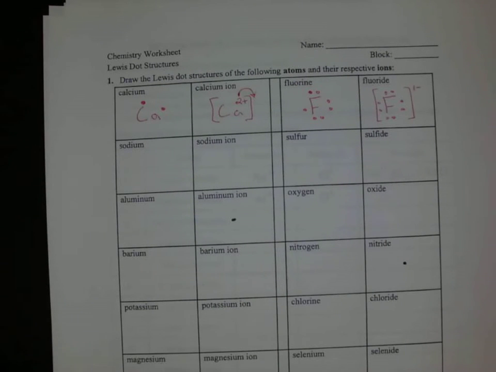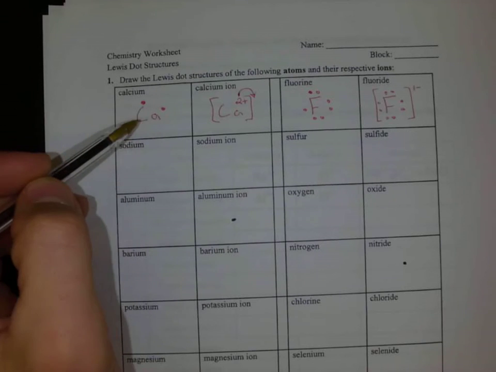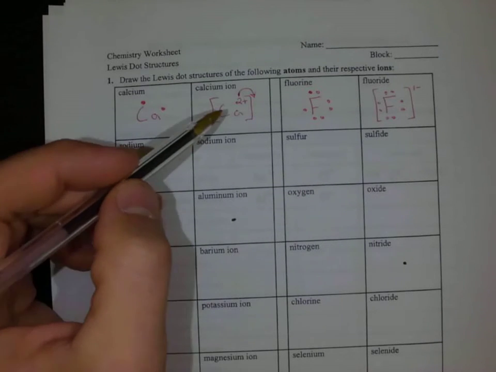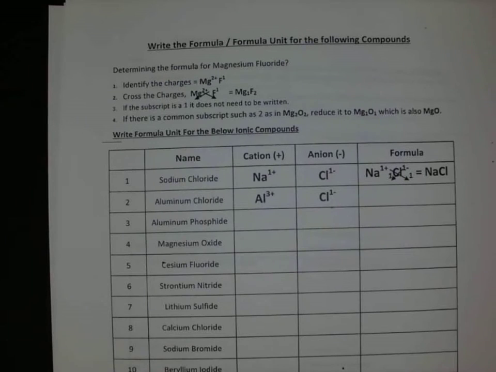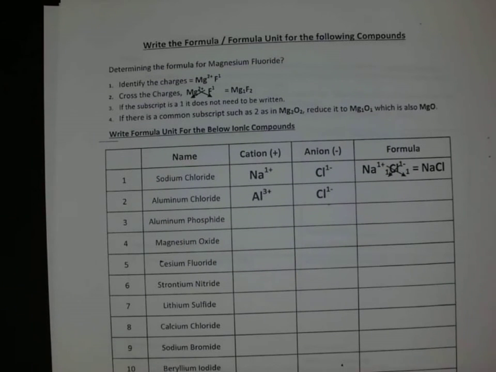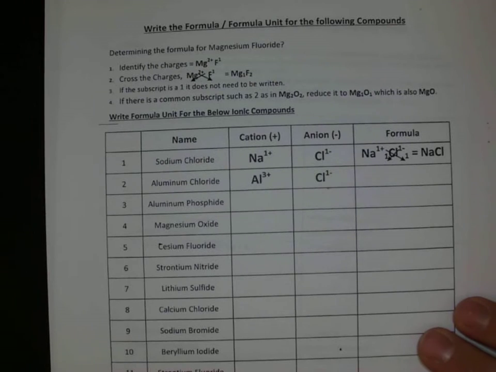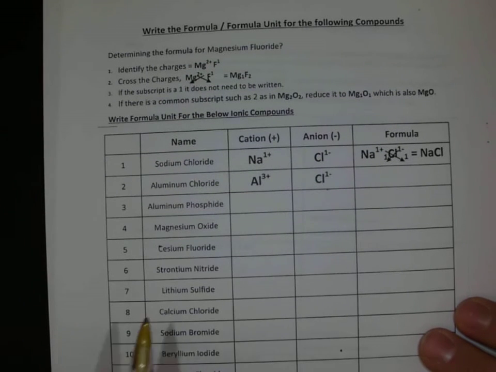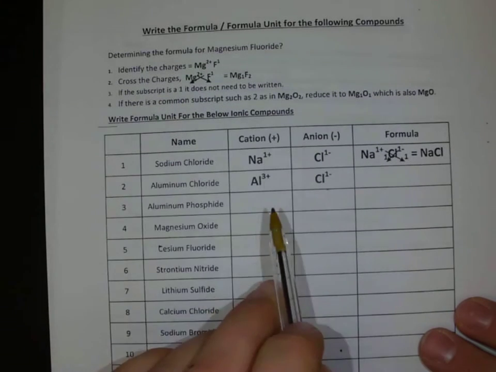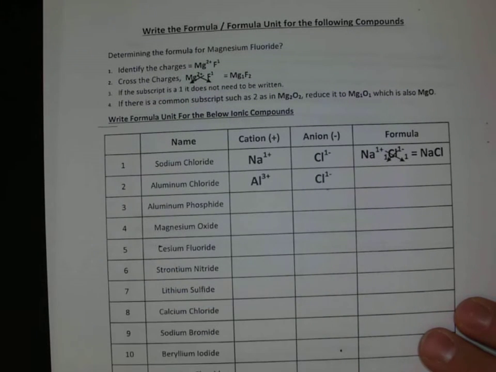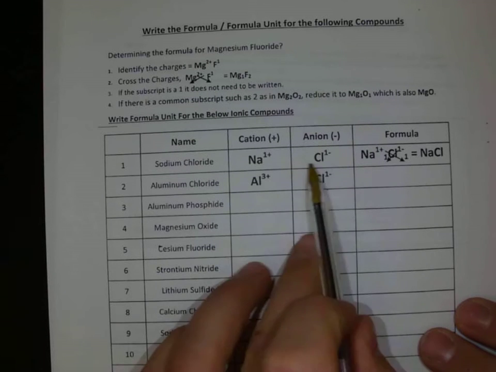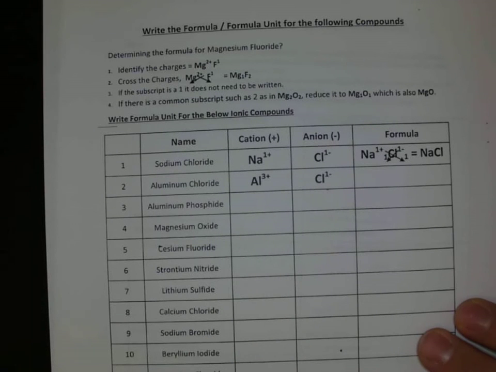Now that we understand how to write these ions, we're going to start combining them together. As we said, ionic bonding is about the shared electrical attraction between the nucleus of one atom and the electrons of another. So what we need is multiple atoms in here. First off, we're going to take the name of a compound and write out the formula for it.